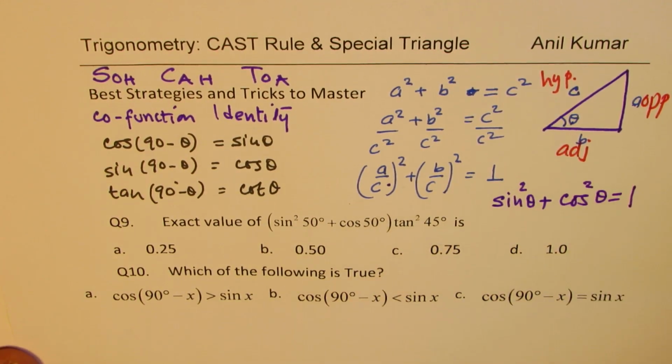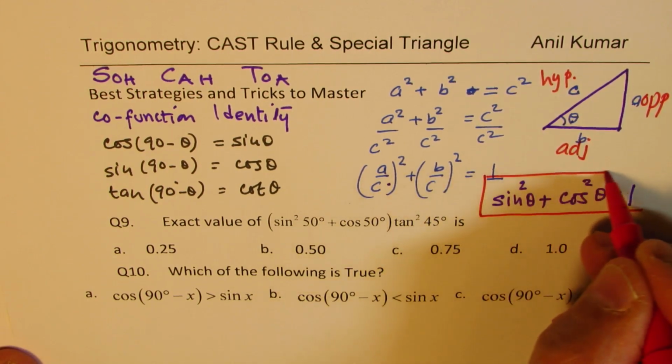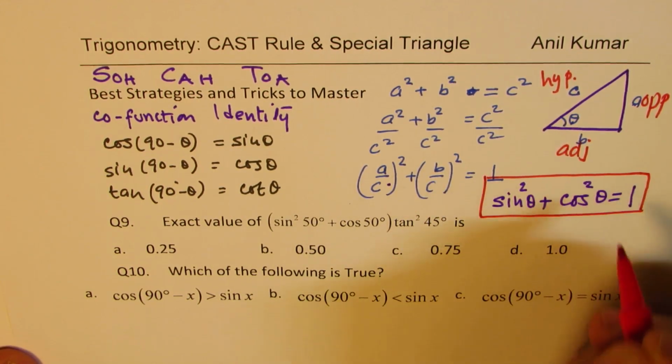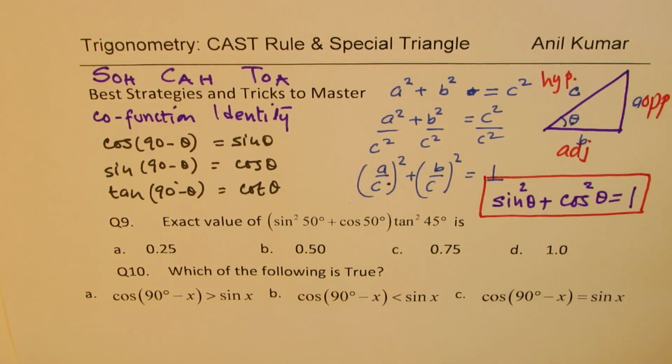And this is one of the most important identities in trigonometry. We call it the Pythagorean trigonometric identity. So this is what you need to learn as a trick or a tool or a formula or an identity to do the rest of the questions. So then let's move on.